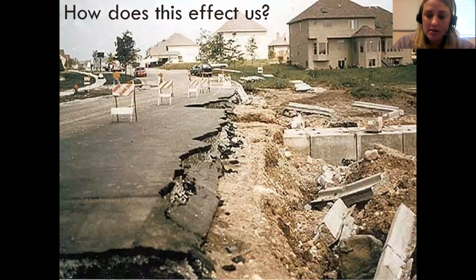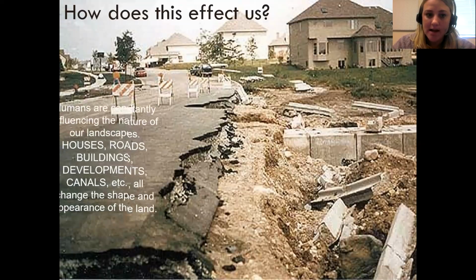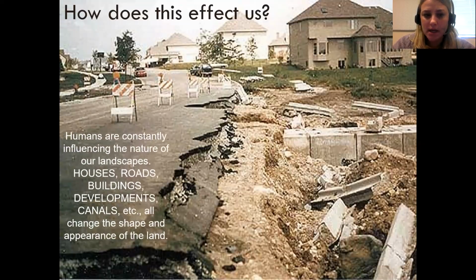So how does this affect us? It's kind of a good question to ask. So humans are constantly influencing nature and the landscape. So houses, roads, buildings, developments, canals, they're all going to change the shape and the appearance of the land. And when we're doing this, we also can cause many of these erosive properties to happen. And so a lot of times now, we are much more aware of what we're doing, and we try to prevent these things from happening. So you might see retaining walls, you might see vegetation being planted. And so it's important that we try to leave as small of a footprint as possible.